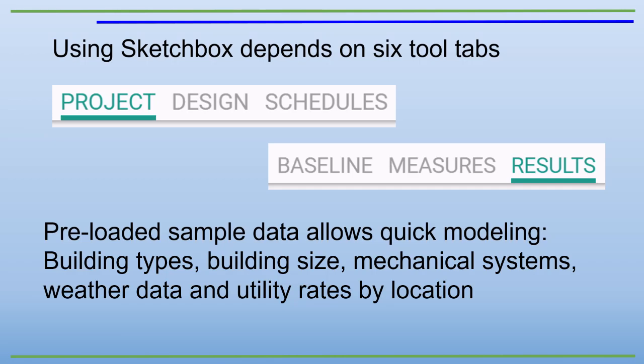Using Sketchbox depends on 6 different tool tabs: the Project, Design, Schedules, Baseline, Measures, and Results tab. Each of those tabs has preloaded sample data that allows students to very quickly model the energy that's used by a building, but also to change those parameters. The 6 tabs that you see here are the key navigating points. This particular lesson actually focuses on 3 of them: the Project, Design, and Results tab.